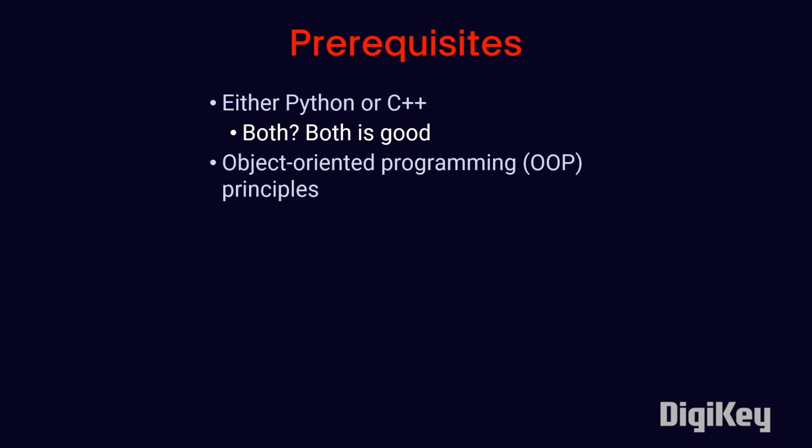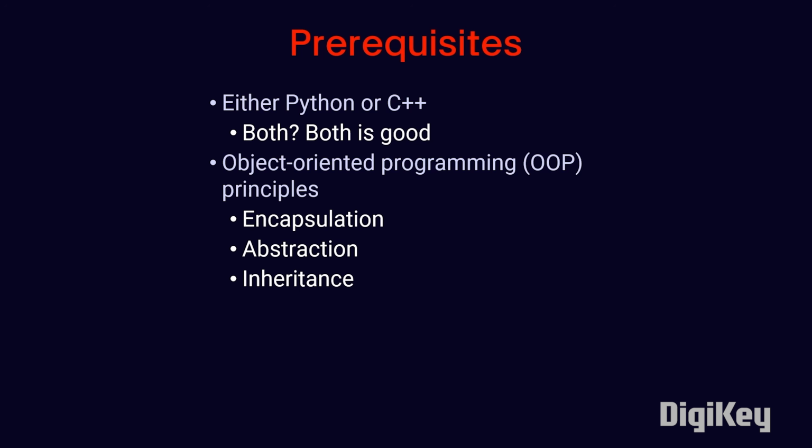To effectively follow this course, you should be familiar with either Python or C++. If you know both, that's even better. You should have a pretty good grasp of object-oriented programming principles like encapsulation, abstraction, and inheritance. Every node we create will be a subclass of the main RCL node class.